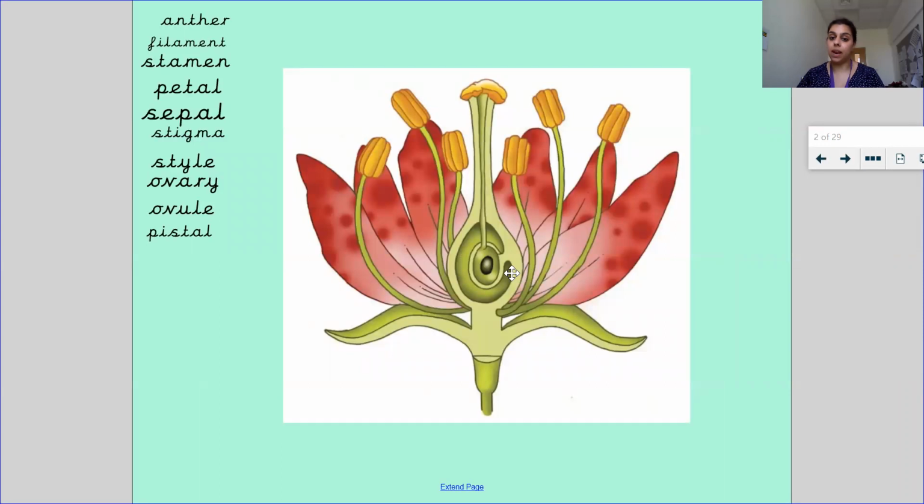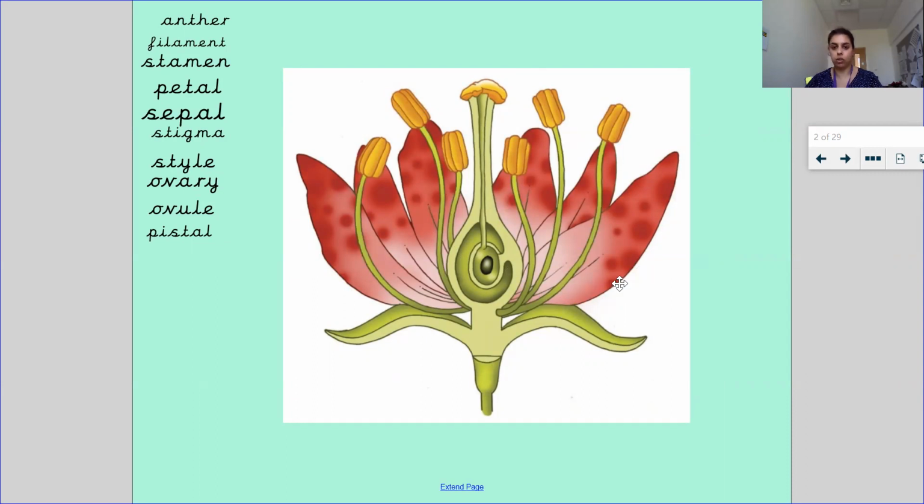So you're going to be labeling a flower in one of your lessons, and you're going to be looking at what the parts of the flower do. Now, this doesn't look like a normal flower. What they've done in this picture is they've cut a flower in half. So this would be on the inside of the flower, and you've still got your petals on the outside here. So this is what the inside of a flower looks like.